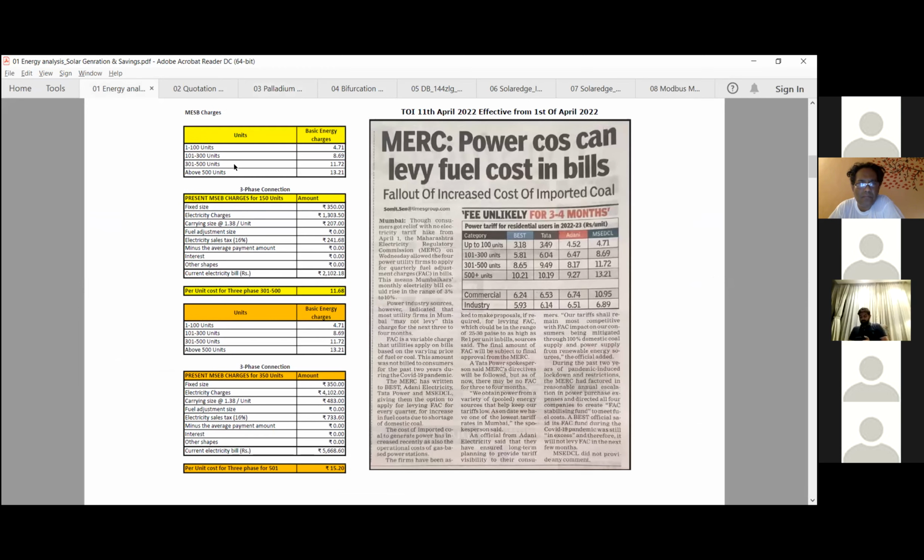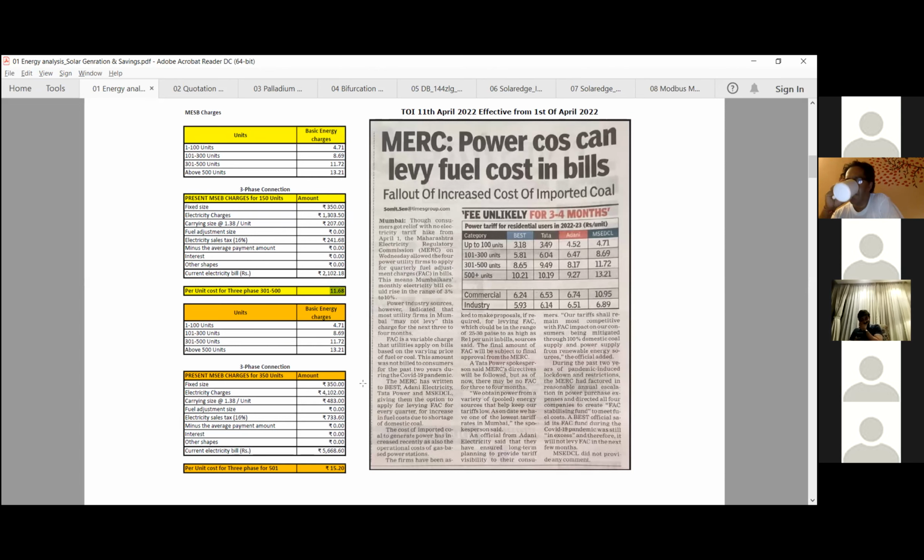So if you see 100 to 300 units is 8.69 per unit. It's the basic cost of it. Then there is a wheeling charge, or we can say it's a carrying cost, which adds 1.38 per unit. So this will get added. And on this total, you will have to pay 16% tax. And when you divide, it will come to 11.68. This is for 150 units if you can consume. This is from the 1st of April what MSEDCL will be charging us.